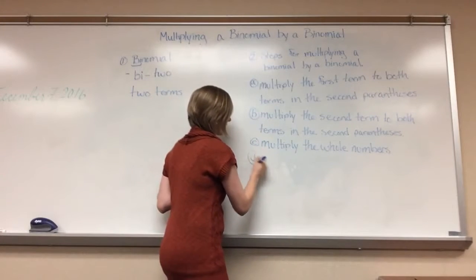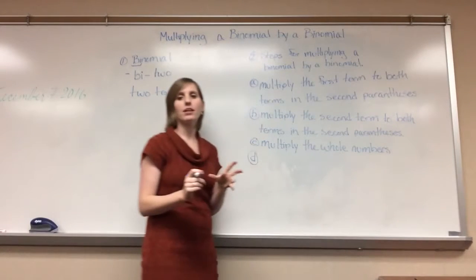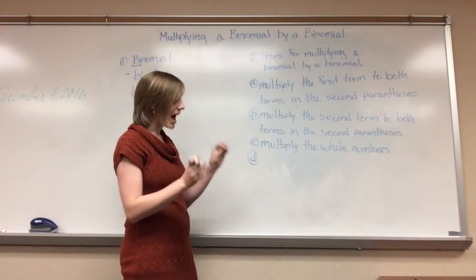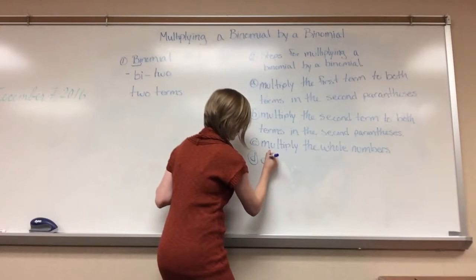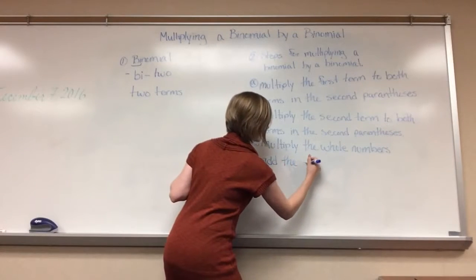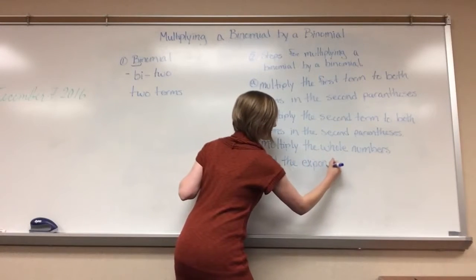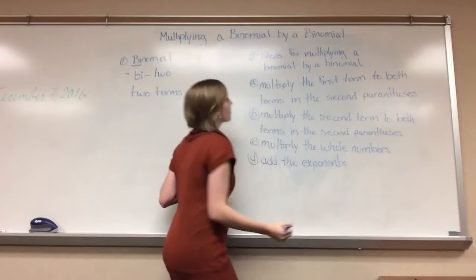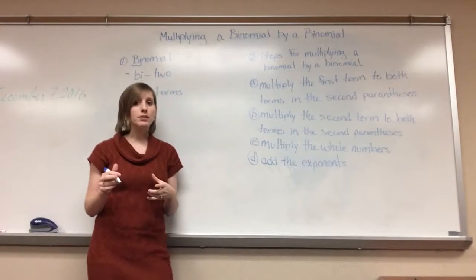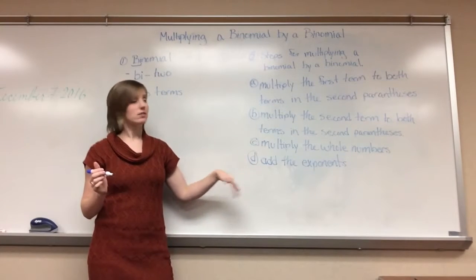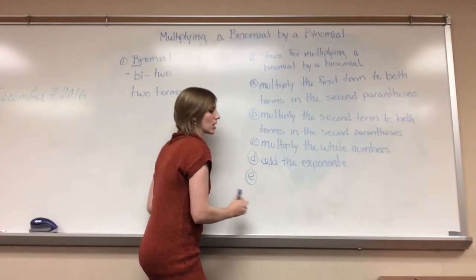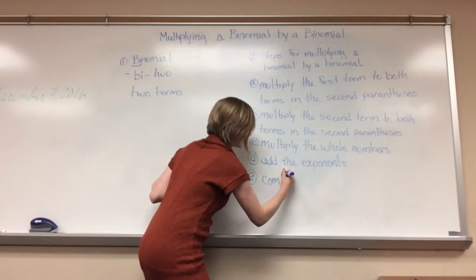And then for our like variables, when you have like variables, you will add the exponents. That's our next rule that we need to follow. So when you're multiplying that first term and then multiplying by that second term, make sure you multiply the whole numbers and then add the exponents. And then our 5th step, the last thing we want to talk about, is we are going to have to combine like terms.